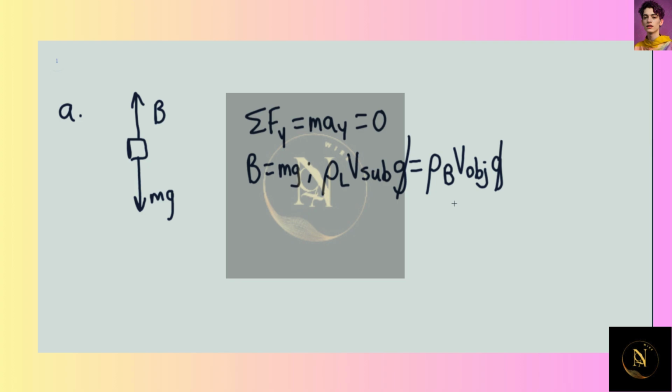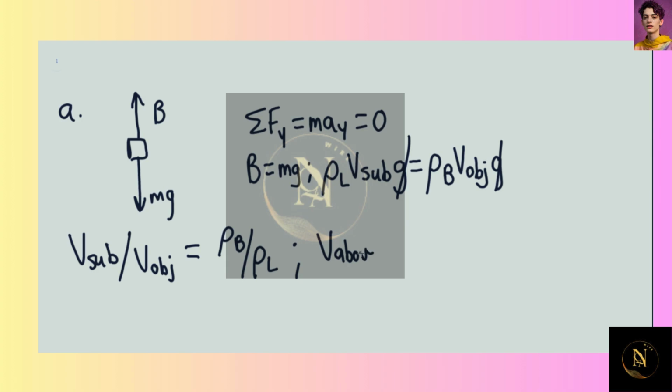The g's are going to, of course, cancel out. And so we can say that the fraction of the volume that is submerged, the volume submerged divided by the volume of the object, would equal the density of the block divided by the density of liquid. Now, for the fraction that is above the surface, the volume above the surface divided by the total volume of the object again would equal 1 minus the density of the block divided by the density of the liquid. This would be your answer for A.